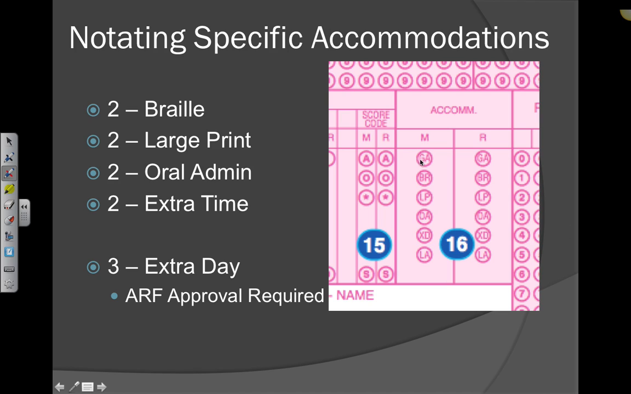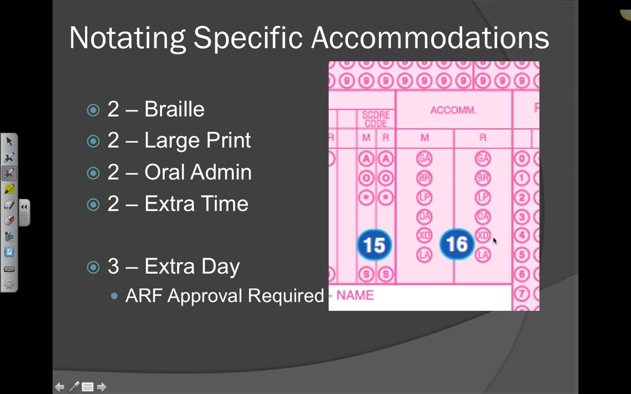GA is general accommodation. This is not for a testing procedure. This is like a supplemental aid, something that's not here. BR is for Braille. We do not have any of those. LP is large print. We do not have any of those so far. OA: we do have students that take oral administration, so those should be filled out for any that have that. But again, if you have a question, let me know and I will fill that out.